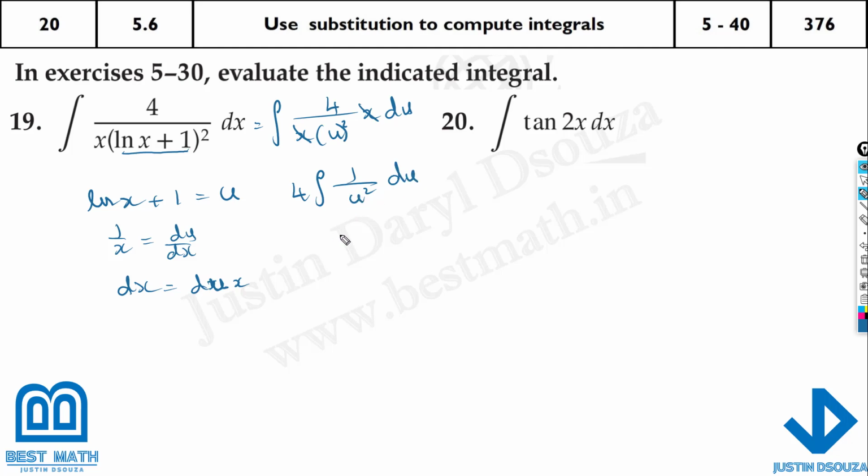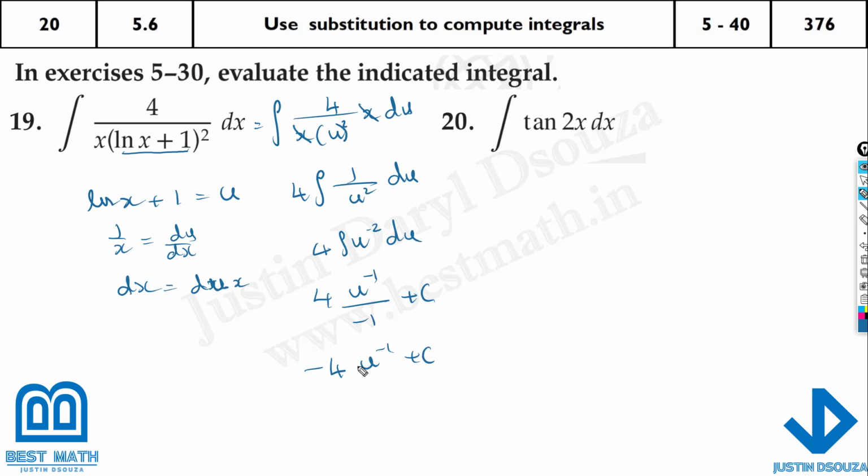What is 1 by u squared? We can take this up. It'll be 4 integral u to the power minus 2 du. That is 4 of, not integration now, let's use the rule: u to the power minus 1 by minus 1. It's just that the sign changes here. Minus 4 u to the power minus 1, not du over here, my bad. It is plus c. Once we apply the integral rules, it's plus c.